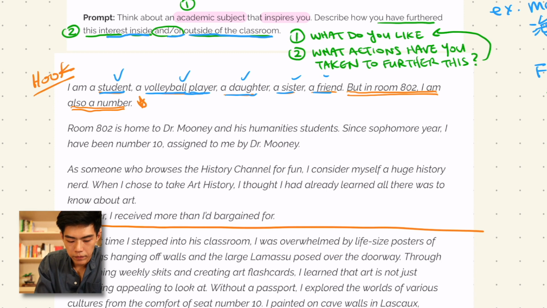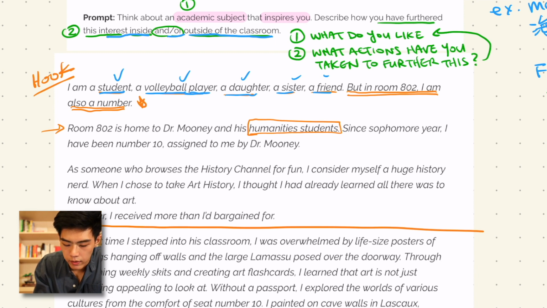So next thing, the person immediately answers what she means by a number. Room 802 is home to Dr. Mooney and his humanities students. OK, 他开始 reveal 他是人文的老师。Since sophomore year, I have been number 10, assigned to me by Dr.